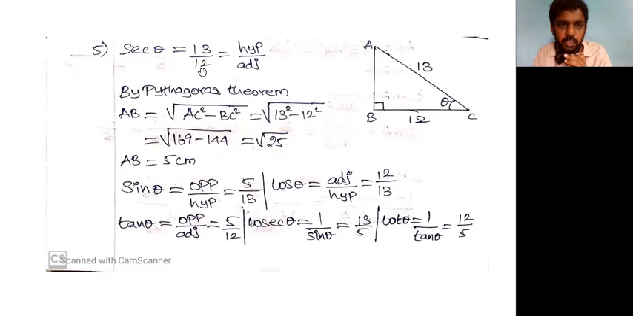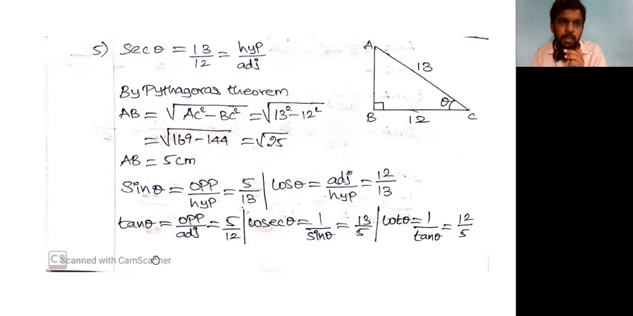So from the trigonometric ratios, we know that secant theta is equal to 1 by cos theta. So we know that cos theta is equal to adjacent by hypotenuse. Therefore, secant theta is hypotenuse by adjacent. So hypotenuse is 13, adjacent is 12. So we know two sides. We can find the third side using the Pythagoras theorem. So AB is equal to 5 centimeters. So we know all the three sides now.